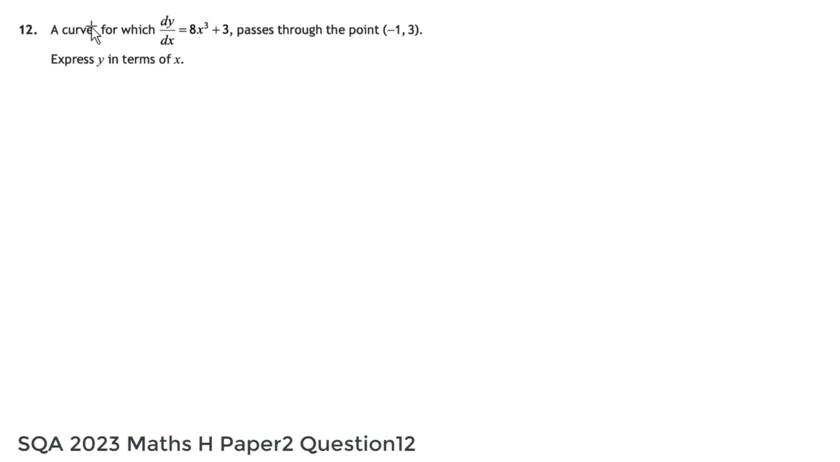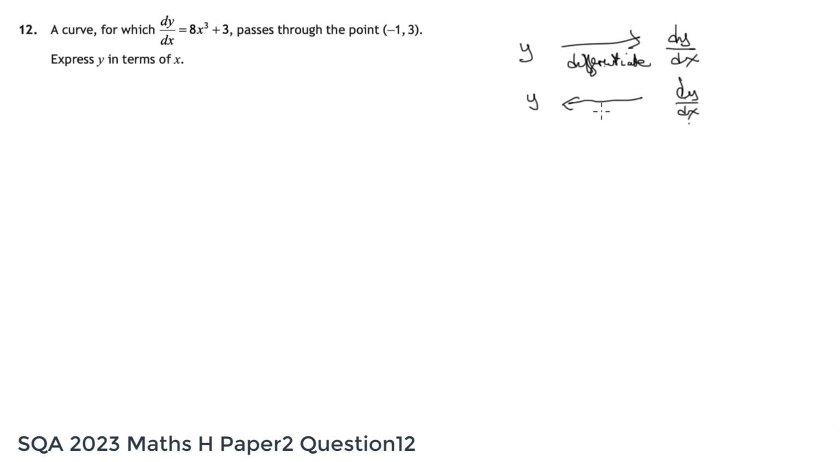So here's question 12, and we're told for a curve that its gradient formula dy by dx is 8x cubed plus 3, and that it passes through the point negative 1, 3. And we have to express y in terms of x. Now, if we have y and we travel towards dy by dx, well, you know what that's called. That's differentiating. But this question involves the reverse, the inverse process. We start off with dy by dx and we end up with y.